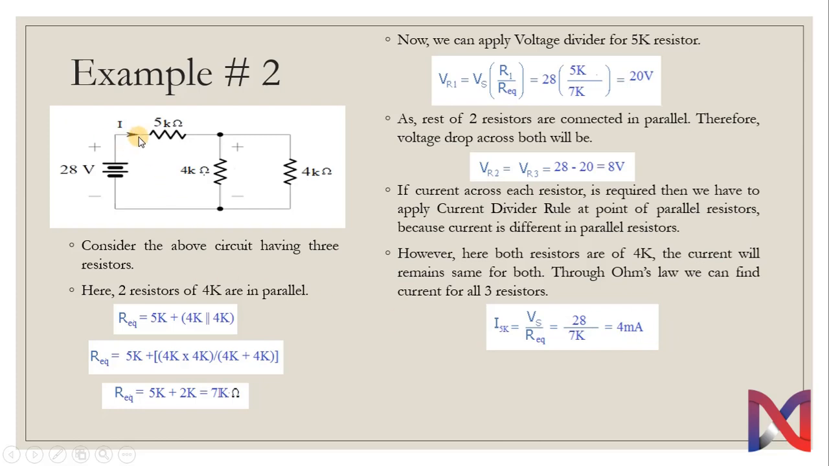The total current of the circuit will be 4 milliampere. Now we know that both of these resistors are connected in parallel and have the same value. Therefore, current will remain the same for both resistors. So we can calculate it as V divided by R is equal to 8 divided by 4, 2 milliampere. 2 milliampere will be across this resistor and 2 milliampere will be across this resistor, which if summed together becomes 4 milliampere, which is at that point, or the total current of the circuit.